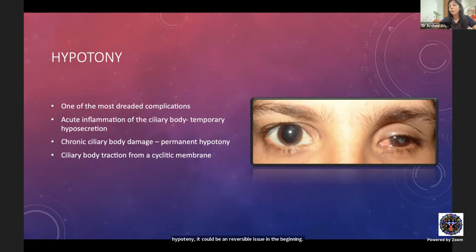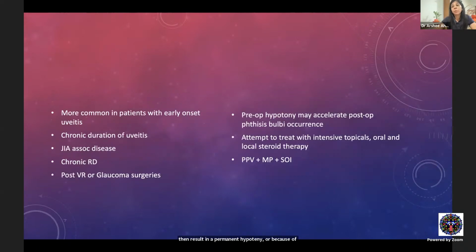If it's suddenly an acute inflammation, the ciliary body reacts by reducing the production of aqueous. So that is an acute inflammation leading to a temporary hyposecretion. That is, classically we call it a ciliary shock. But it can also be a chronic damage, which would then result in a permanent hypotony, or because of traction on the ciliary processes because of a cyclitic membrane, again leading to more permanent hypotony.